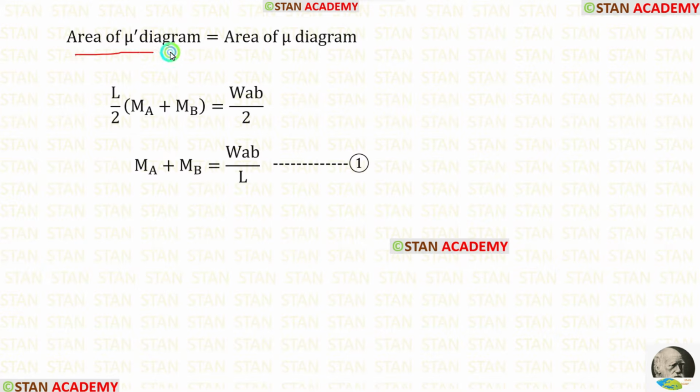The area of the Mu dash diagram and the area of the Mu diagram will be same. So let us equate both of them. We can eliminate this 2 and this 2. Then let us take L on the right side. It will go to the denominator. Let us keep this equation as number 1. To find out MA and MB, we need one more equation.